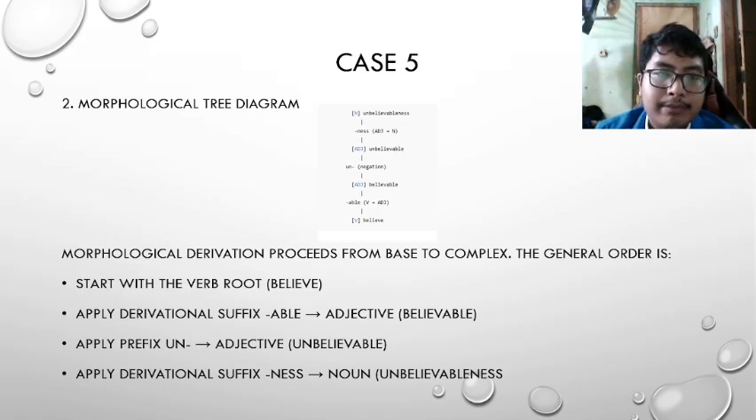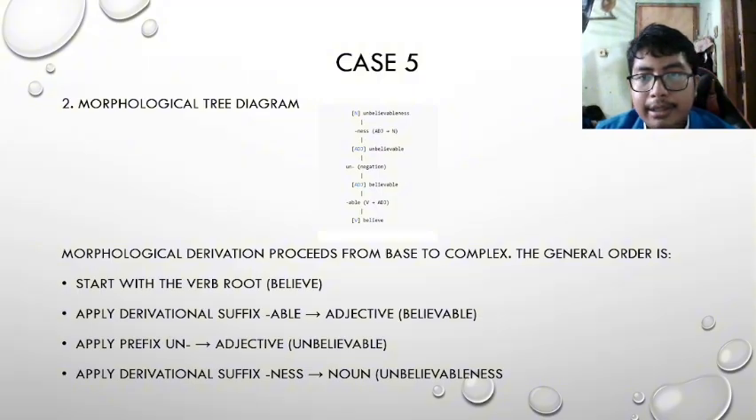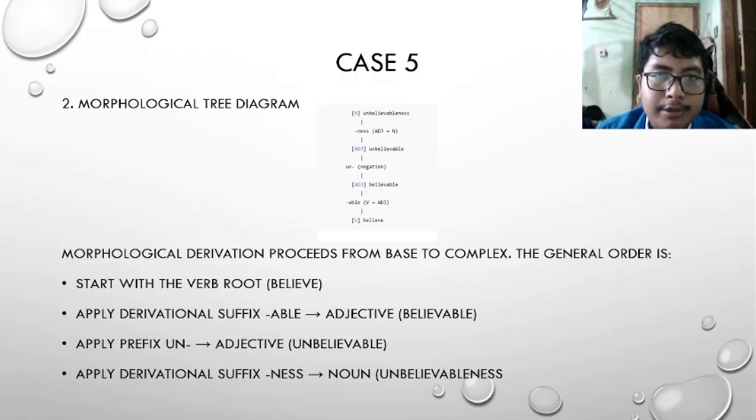Morphological tree diagram. The morphological derivational process goes from a base to a complex word. The general order is to start with the verb root belief and apply the derivational suffix able to become the adjective believable. Apply the prefix un to get the adjective unbelievable. Apply the derivational suffix ness to get the noun unbelievableness.